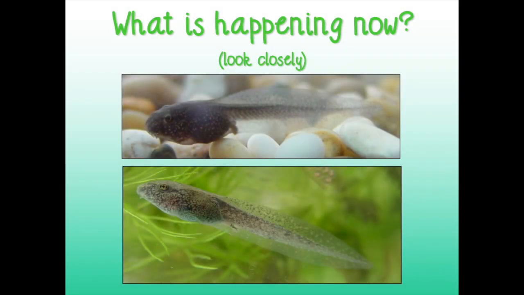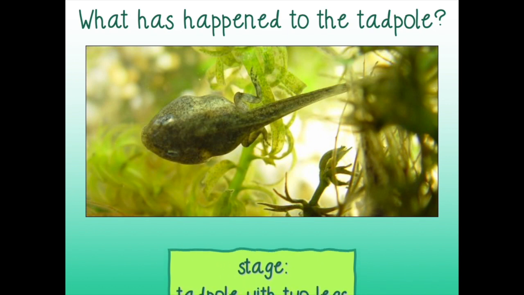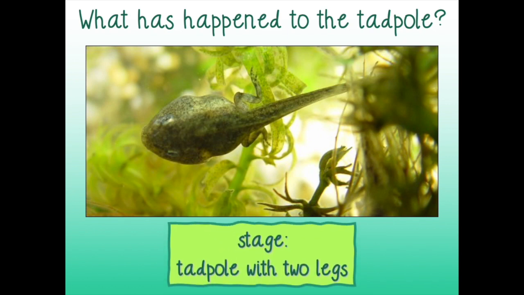But what's happening now? Look very closely. Hint, look kind of where the tail meets the body. Do you see those little stubs? How about now, as those stubs got a little bit bigger back there? Do you notice he has his 2 hind legs now? Do you remember what this stage was called? Ready? Tadpole with 2 legs. Pretty simple to remember. You just got to remember tadpole and how many legs.